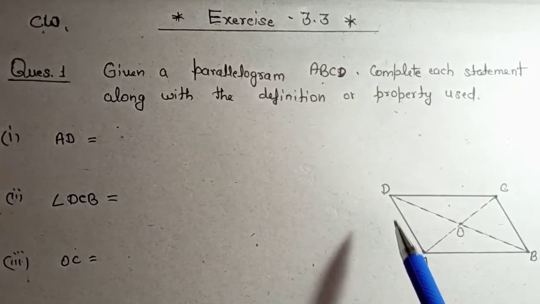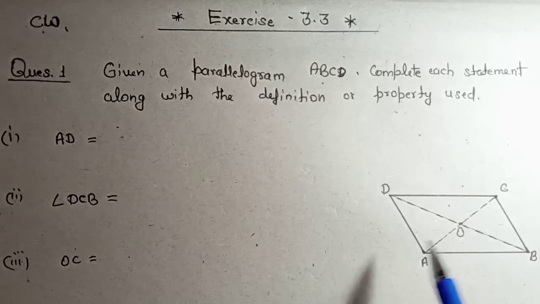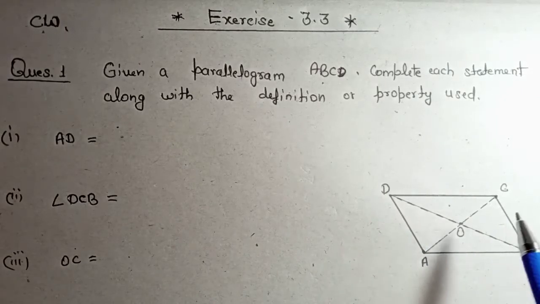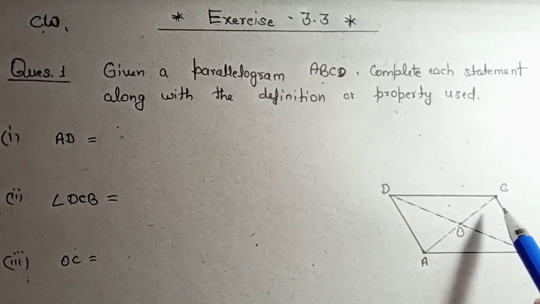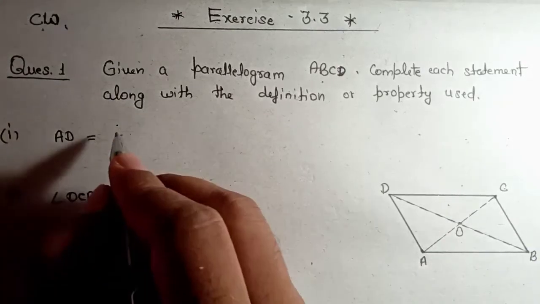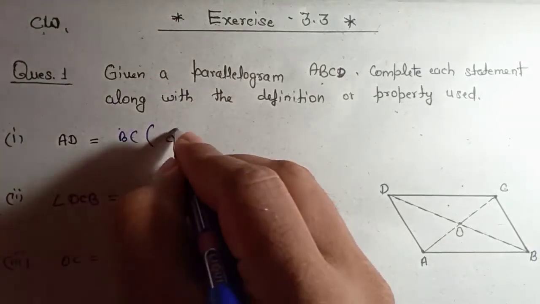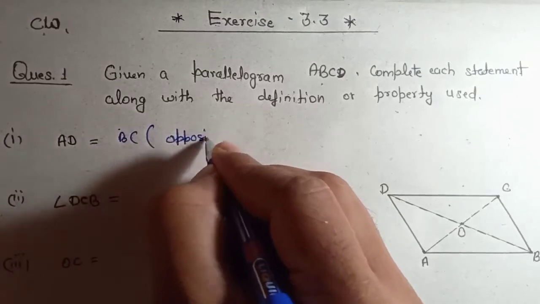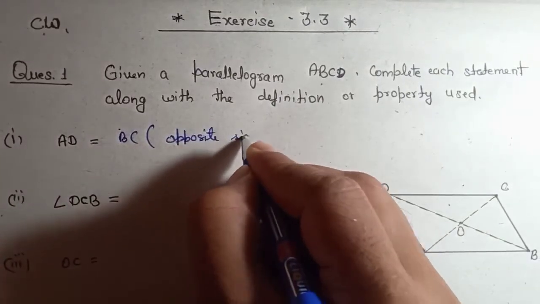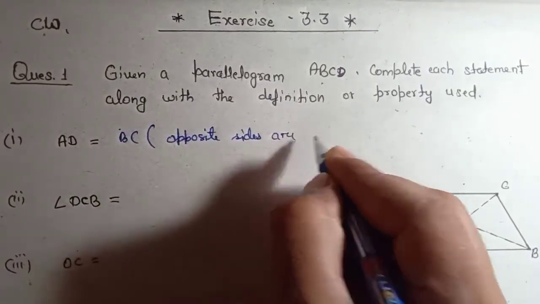And you know what, in a parallelogram opposite sides are equal, so AD is equal to BC because BC is the opposite side. So you can write here BC, opposite sides are equal.